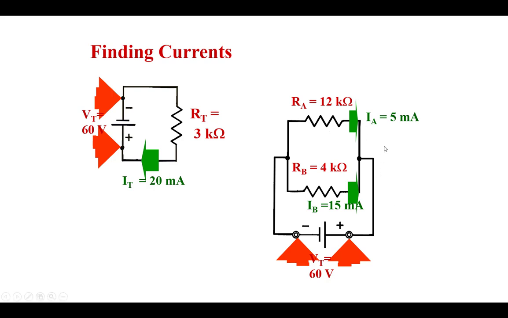Here we're calculating 60 volts across this one, 60 volts across this one, and the current V divided by R gives us these currents. And you see that we start out with 20 milliamps and it divides and remerges.